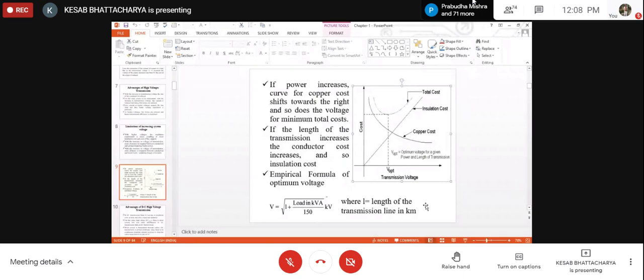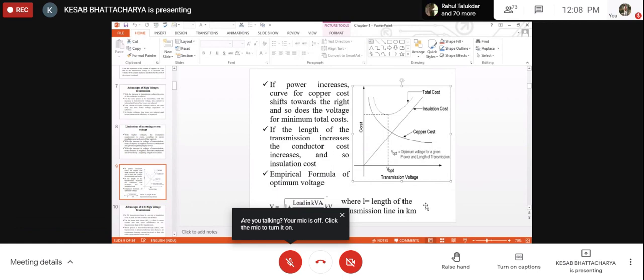So these are the discussions in connection with the advantages of transmitting power at higher voltage levels. Next, we shall discuss advantages of DC high voltage transmission.